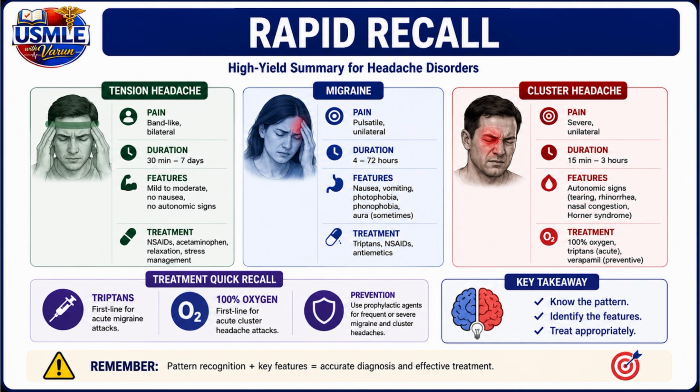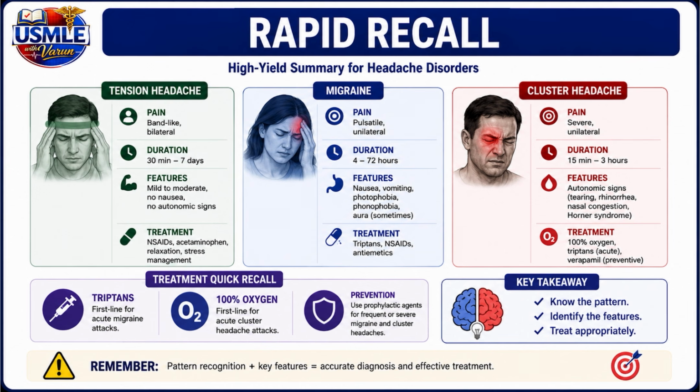Migraine headaches are usually pulsatile or throbbing in nature. They are unilateral, and duration could last about 4 to 72 hours. Features of migraine headaches include nausea, vomiting, photophobia, phonophobia, and aura. Treatment is usually with triptans, NSAIDs, and antiemetics.